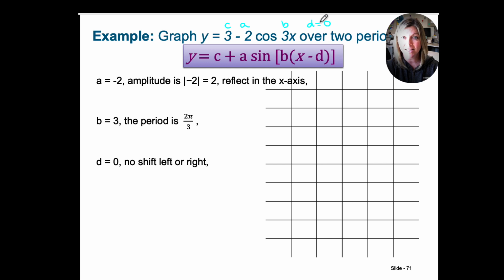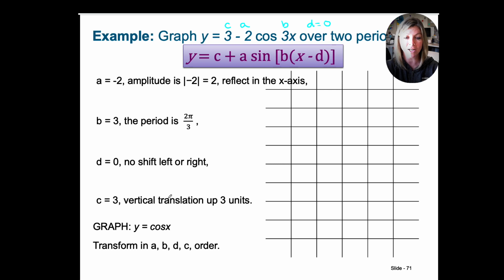D is 0 in our function, so we're not going to shift to the left or to the right. And now C equals 3, so we are going to have a vertical translation up 3 units. All right, we're going to start with the parent function, y equals cosine of x, and we're going to transform in that order: A, B, D, C.